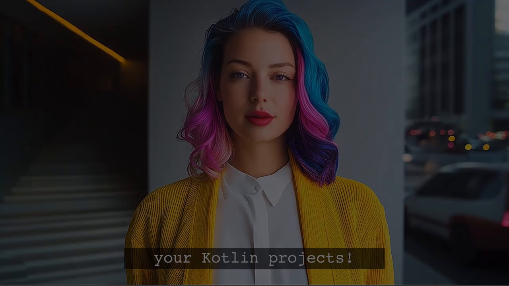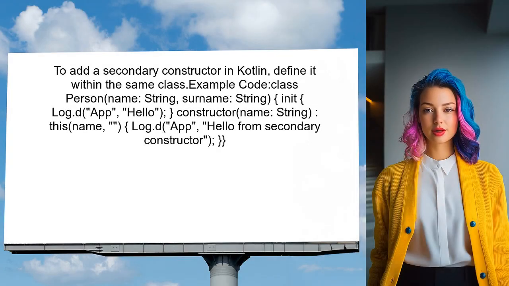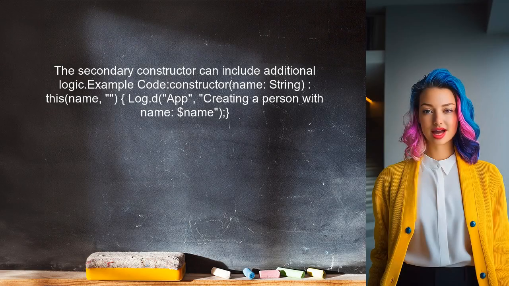in your Kotlin projects. To add a secondary constructor in Kotlin, the user can define it within the same class. This constructor will take 1 parameter, for example, a name. In this example, the user creates a secondary constructor that takes just 1 parameter, name. It calls the primary constructor with a default value for surname. The user can also add additional logic inside the secondary constructor if needed. This allows for more flexibility when creating instances of the class.